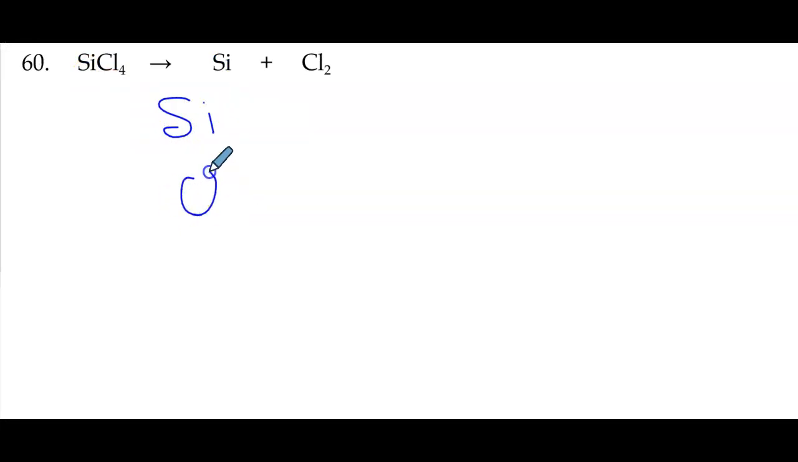So Si and Cl. 1 and 4, 1 and 2. So I got to get Cl to 4 by putting a 2 here. So this was 1, 1, 4, 4, and it's balanced as a 1, 1, 2.